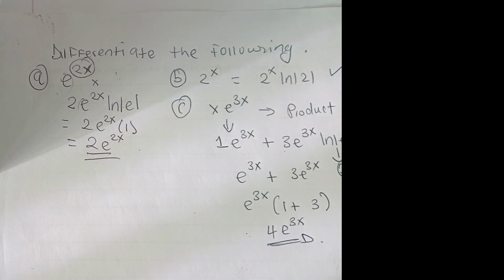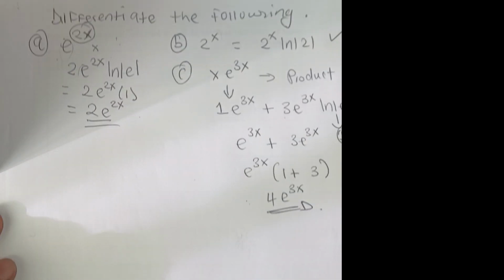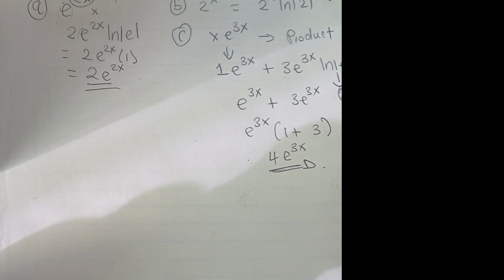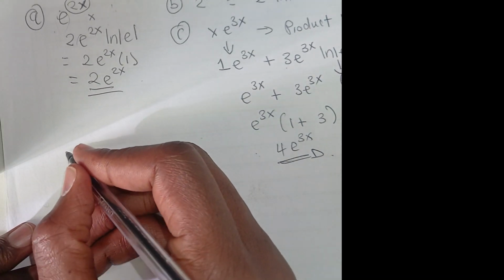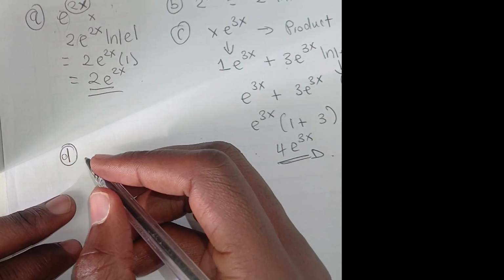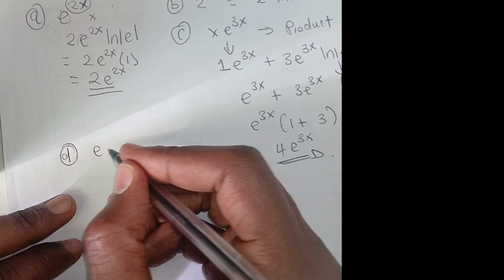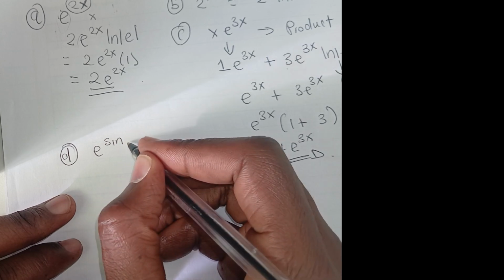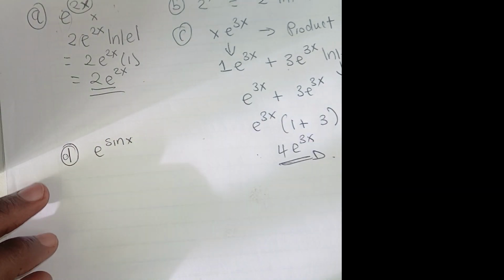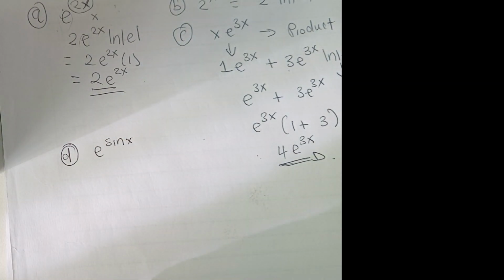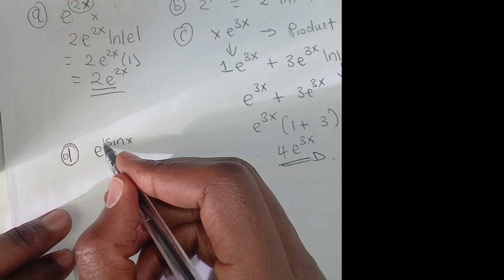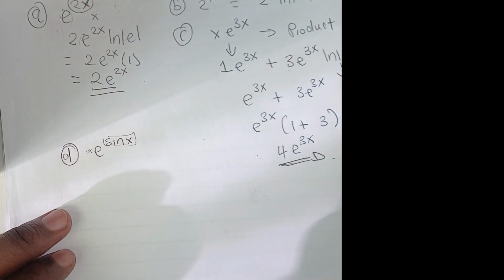That's it. So now let us quickly go and look for another challenging one. Let's say d and then e to the power sine x. We all know how to derive these kind of trigonometric stuff. Then from there we derive this, multiply by it, then do the ln of this.